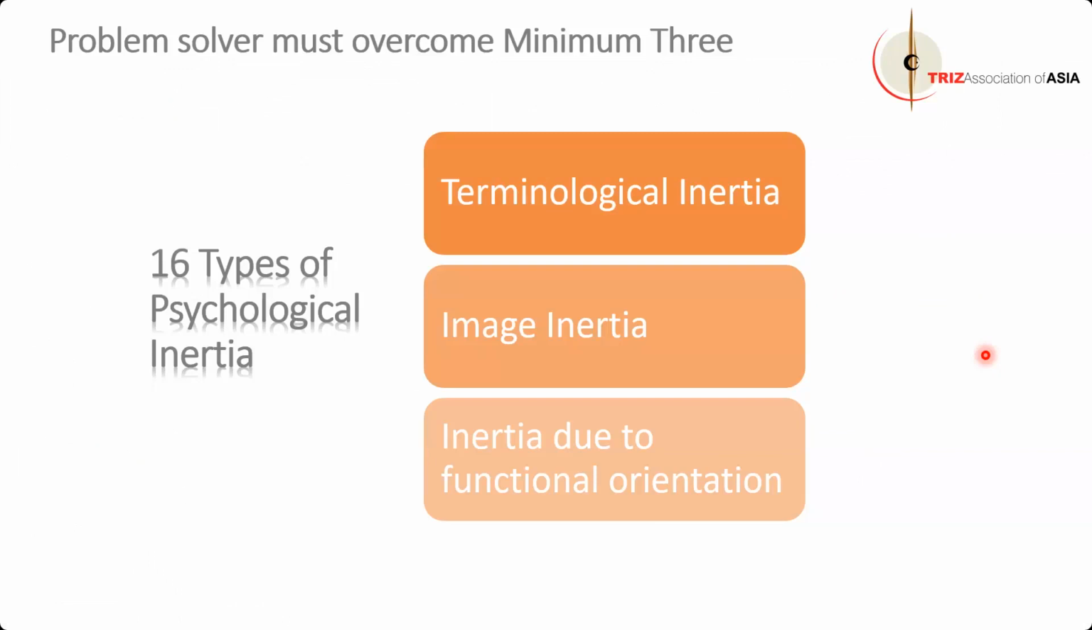Okay, then it also goes towards something like a bladeless fan. Okay. Now, while we look at the image, we get stuck, and this is how the mental inertia actually stops us from thinking in a different direction. Going ahead, inertia due to functional orientation. Now, what is this functional orientation?